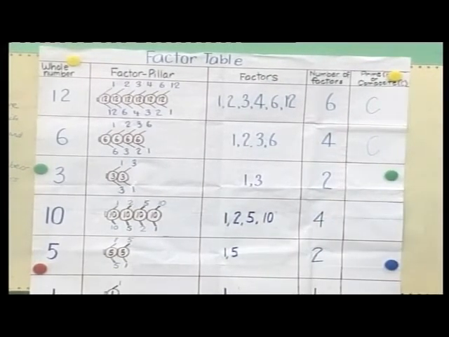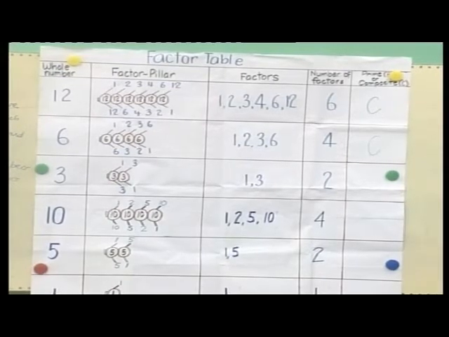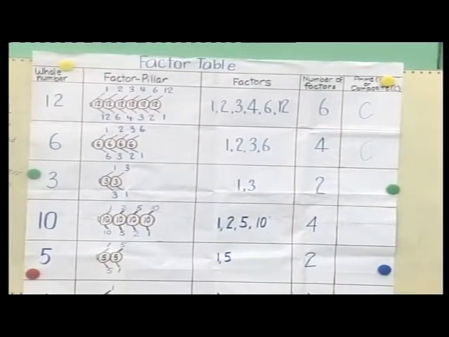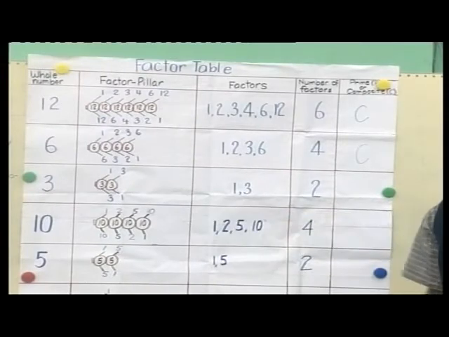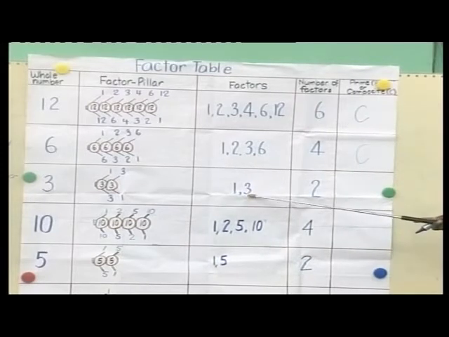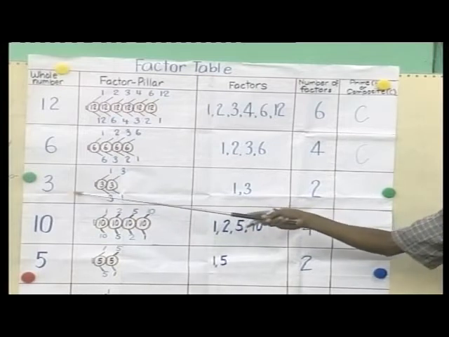How about 3? Yes? Prime number. Okay, our friend said prime number. Can you tell us why you said prime number? Because it has 2 factors and the other numbers have more than 2. Okay, very good. Whole number 3 has 2 factors, and it does not have more than 2 factors. Therefore, it is a prime number.